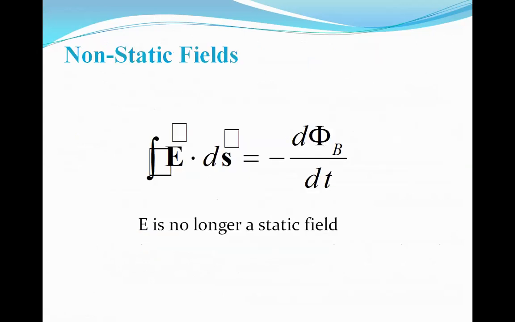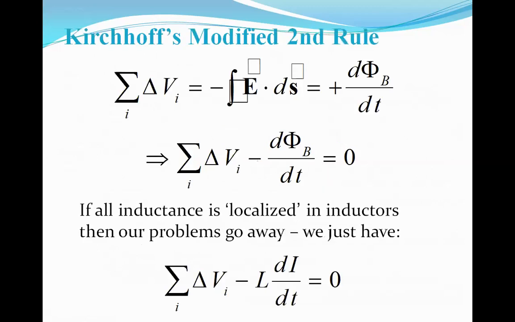So in the form of Maxwell's equation, we can write this as the integral of E dot ds is equal to minus d phi B by dt. It is a magnetic flux. So the integration of E dot ds is equal to minus d phi by dt. So we can modify Kirchhoff's law according to this.